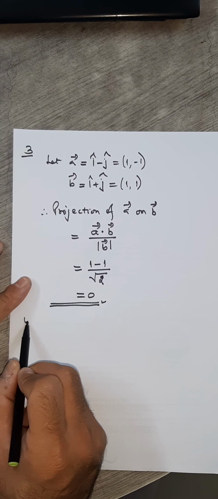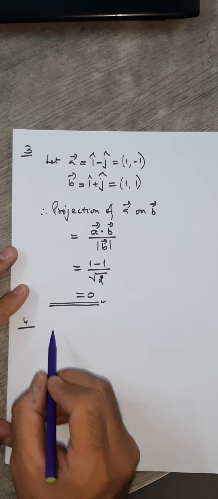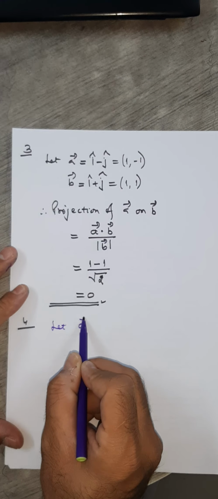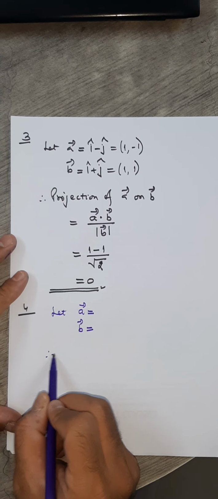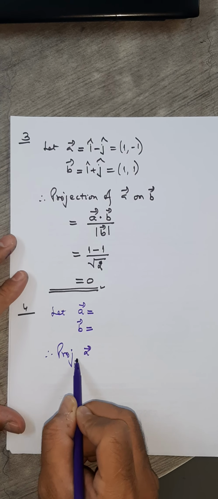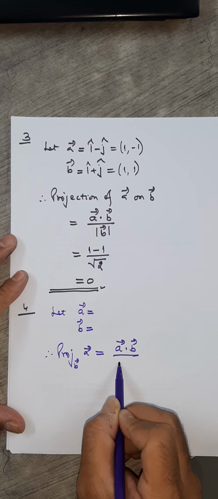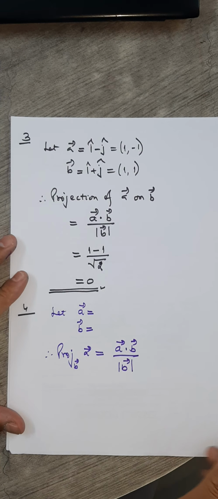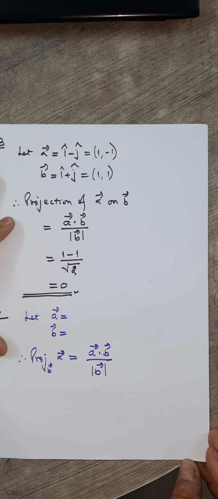Okay, next, the fourth question. It's the same question. Let the first one be vector A and the second one be vector B. Then the projection of vector A over vector B, you can write like this. That is vector A dot vector B upon magnitude of B. I'm sure this you can do.